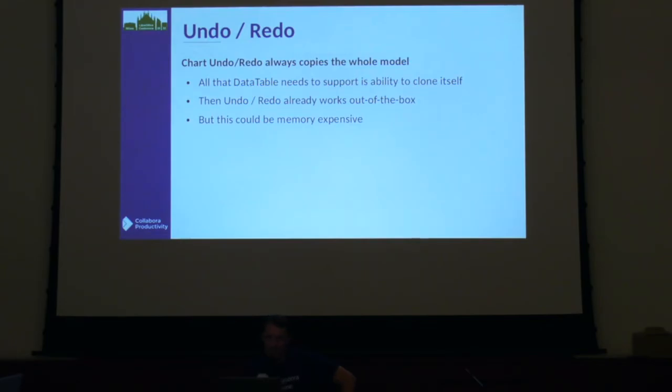A little bit about undo redo in charts, which is handled a little bit differently than in Calc. In charts, every time we do any change, it creates a whole copy of the model. So the only thing I have to do here is allow the data table class to be cloned. Cloning must be supported, and then everything else was already working out of the box, more or less, which is nice. You can quickly change it and don't worry about it, but in the long run, it could be a little bit memory expensive, but I think it's fine.